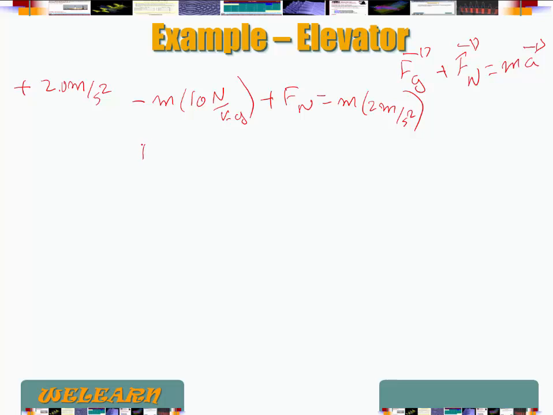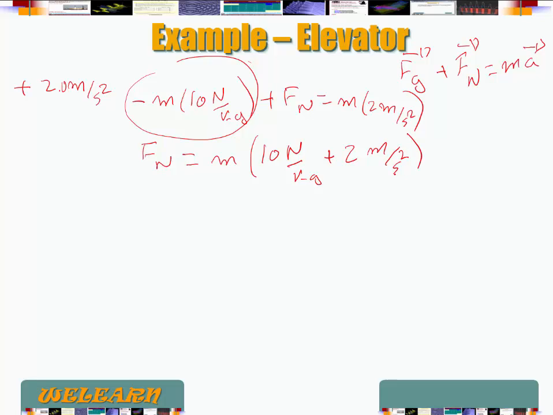So that gives us, in this case, Fn is equal to, moving this to the other side, m times 10 newtons per kilogram plus 2 meters per second squared. Remember, newtons per kilogram and meters per second squared are equivalent in units, so it is just m times 12 meters per second squared. So we need to know the mass.